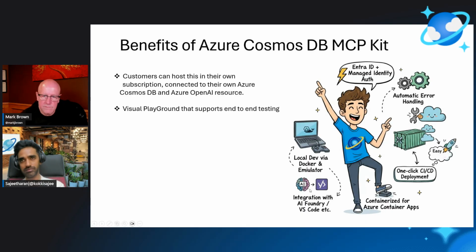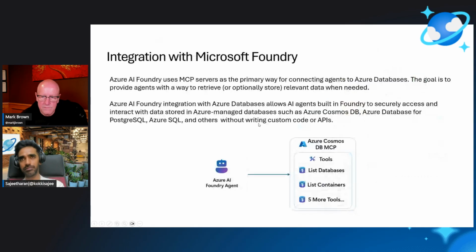And again, you can do local development. As I mentioned, if you find any tools that are missing, certainly go ahead and clone the repo. Use the Azure Cosmos DB emulator or the Azure Cosmos DB portal environment in order to build new features, and then you can add those tools to the MCP Toolkit. So those are the fundamental benefits that it provides to customers.